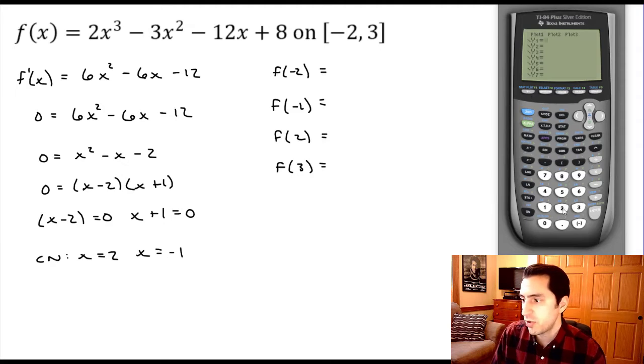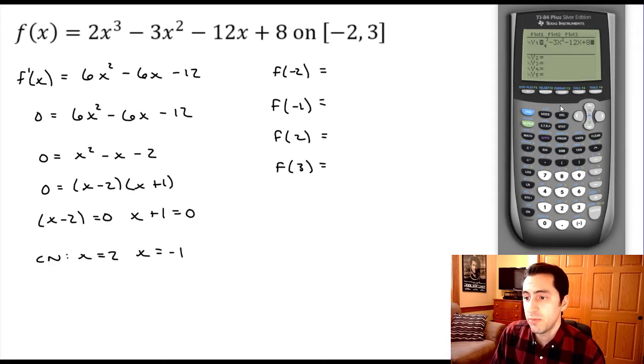Let's type in our functions. We have 2x cubed minus 3x squared minus 12x plus 8. So here's our function. I could try and graph this right away, but I think I want to do a little bit of setup first so we can take a look at it more accurately.